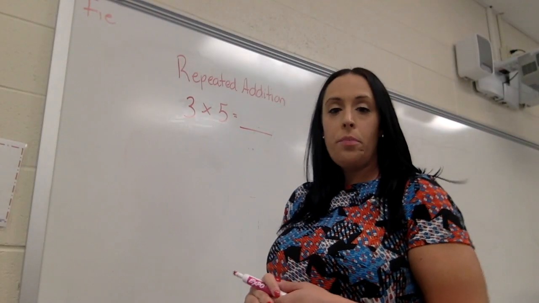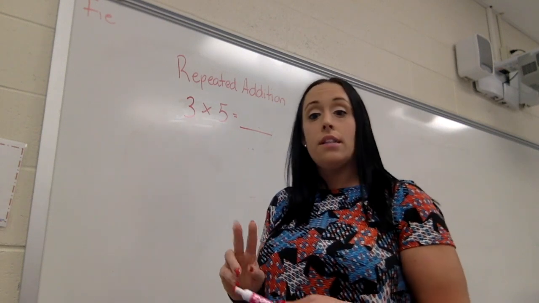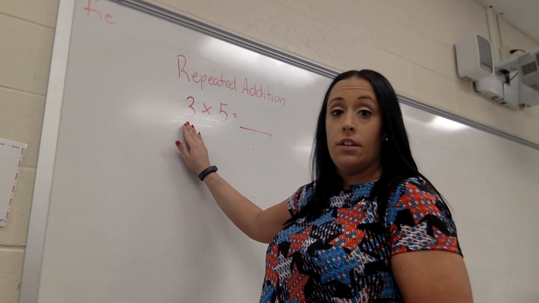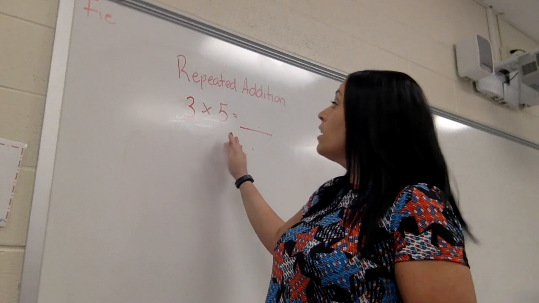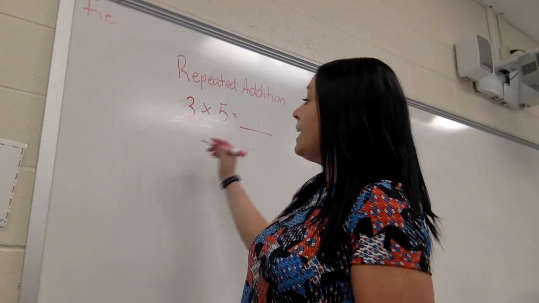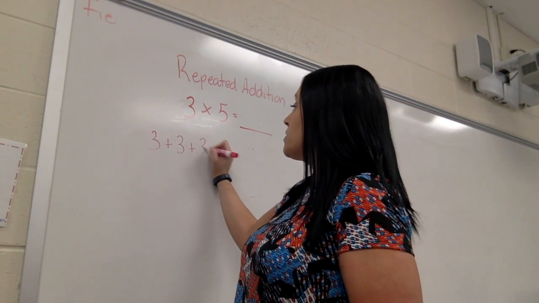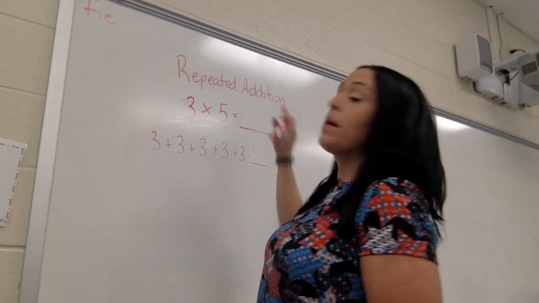So for the concept of repeated addition, you're still going to use the factors. There are 2 different ways that it can be written. You can add the first factor up the number of times the second factor is, or you can do the reverse. In this case, I can take the number 3 and add it up 5 times: 3 plus 3 plus 3 plus 3 plus 3 to help me find my product.